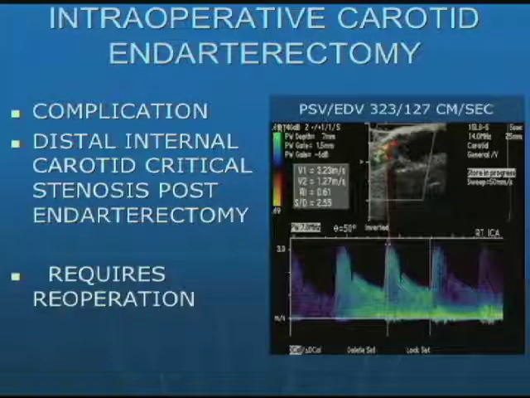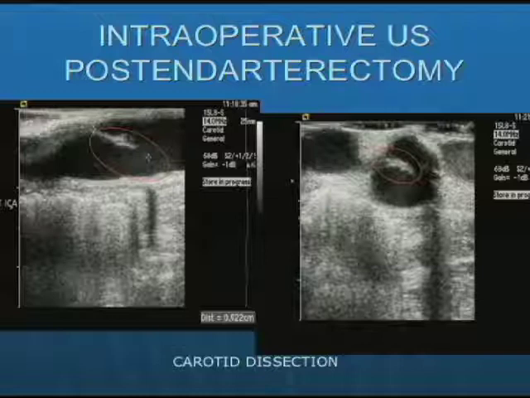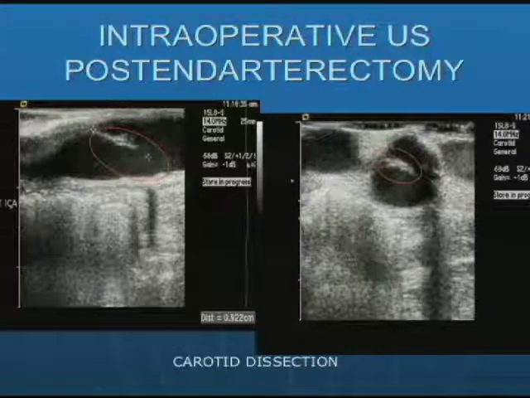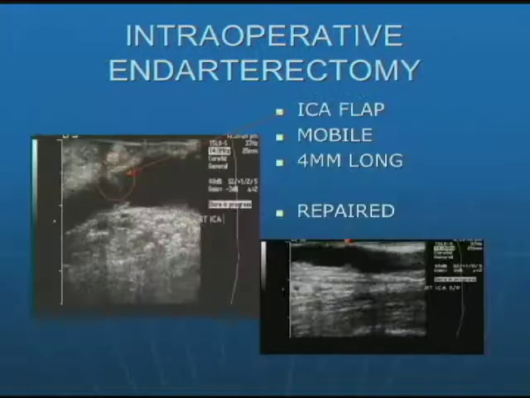Endarterectomy is not a completely benign procedure. In this case, there's an example of a complication shown at the time of surgery where the distal internal carotid artery has a critical stenosis post-endarterectomy. And so this requires reoperation before the patient is closed. Here's another example of an intraoperative ultrasound post-endarterectomy complication, and that is a carotid dissection. This also needs to be repaired. And finally, another ICA mobile flap in the intraoperative period that has been repaired, as you see on the right.